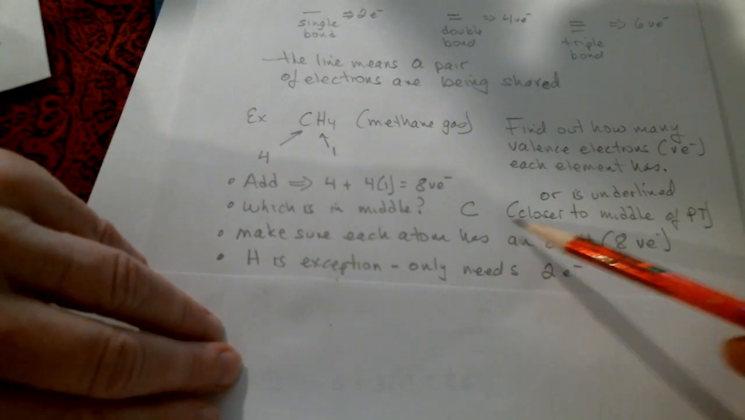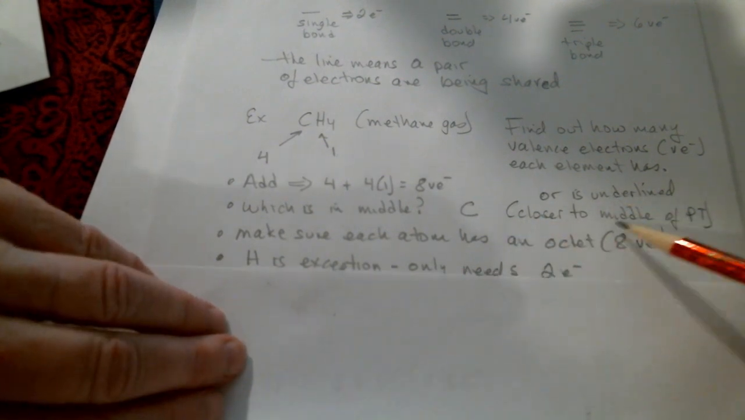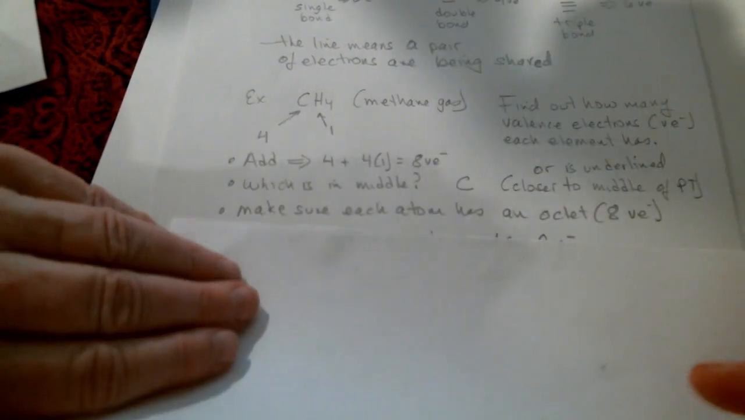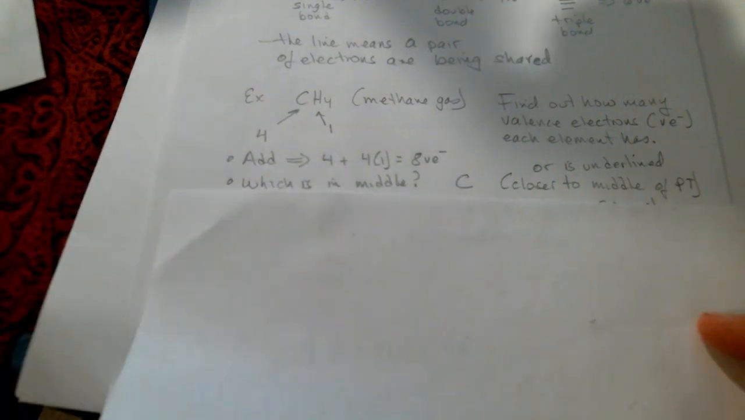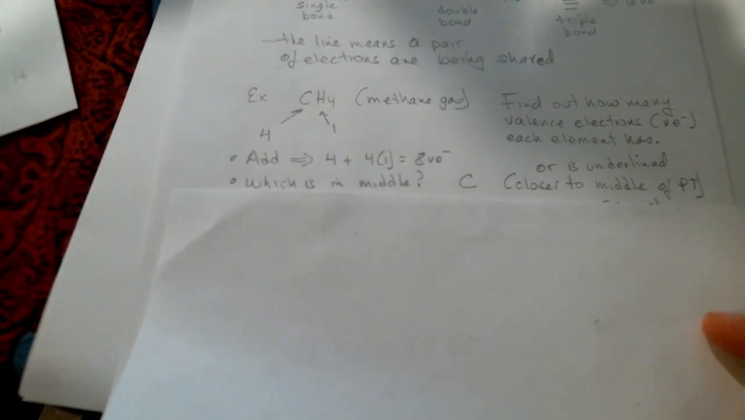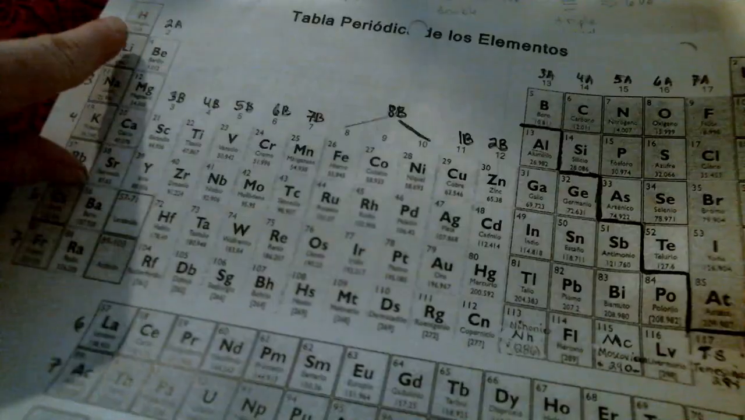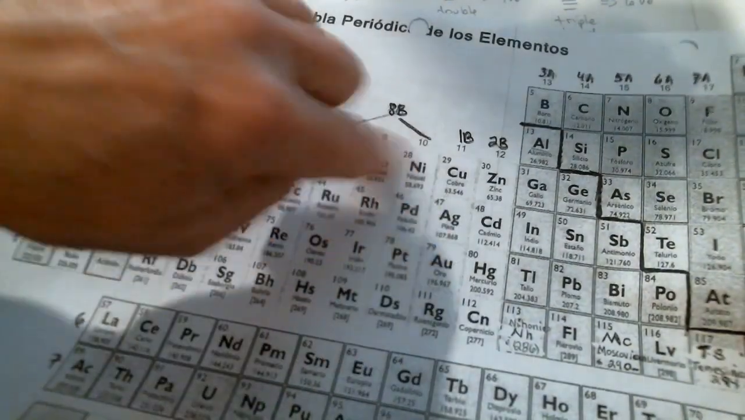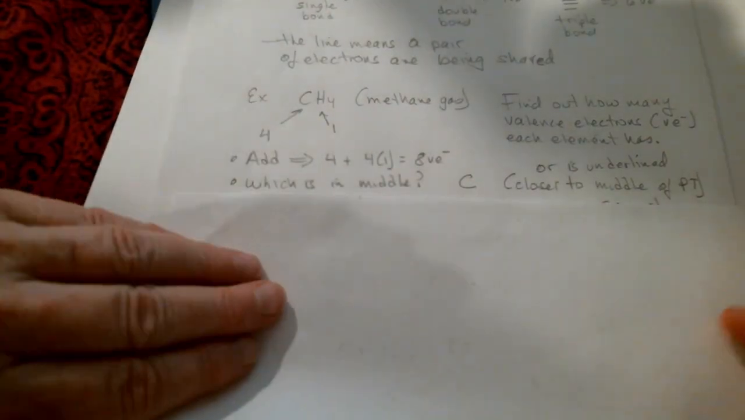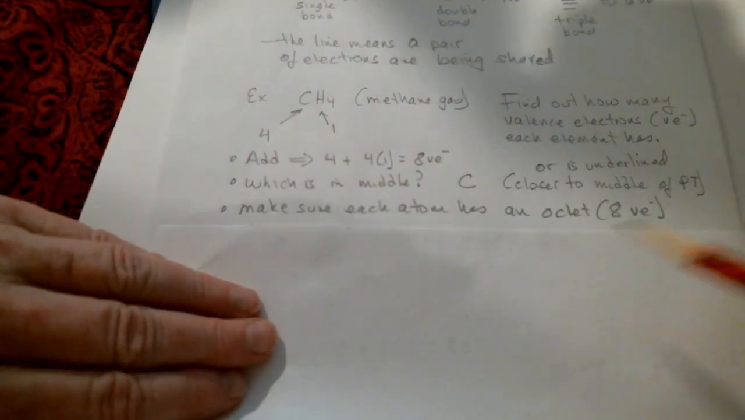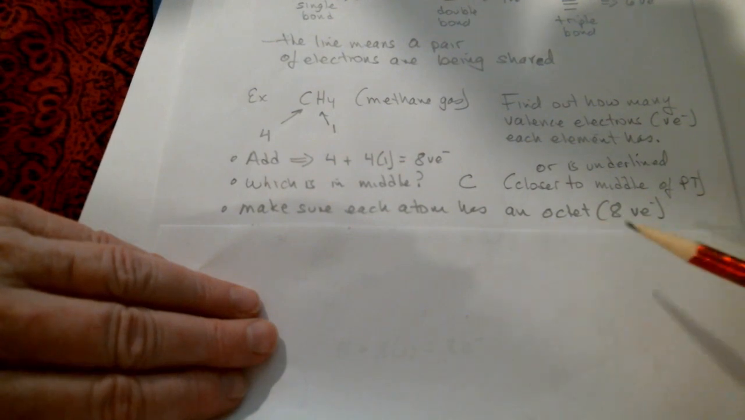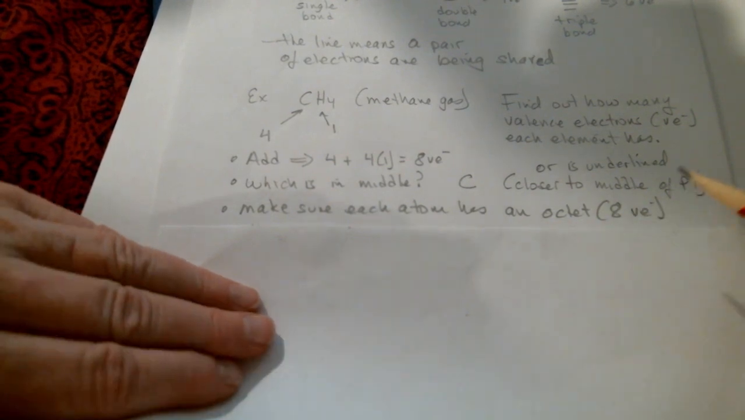Well, it's going to be carbon because it is closer to the middle of the periodic table. If I look for carbon and hydrogen, carbon is closer to the middle. So whatever is closer to the middle goes in the middle of the compound. Make sure that every atom has an octet. That means 8 valence electrons around it.